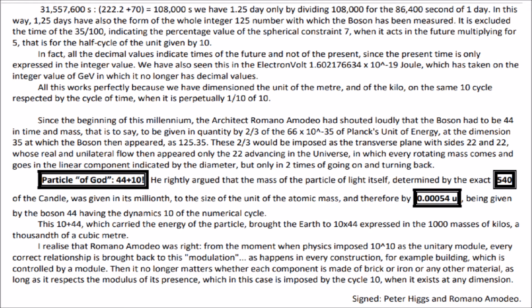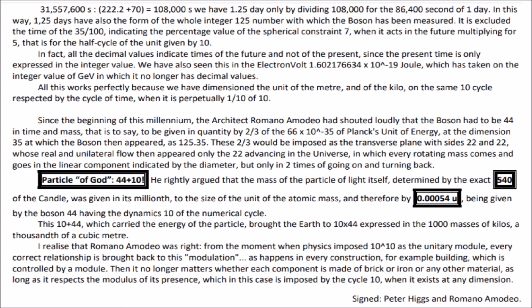125.35. These 2/3 would be imposed as the transverse plane with sides 22 and 22, whose real and unilateral flow then appeared only the 22 advancing in the universe, in which every rotating mass comes and goes in the linear component indicated by the diameter, but only in 2 times of going on and turning back. Particle of God, 44 plus 10.